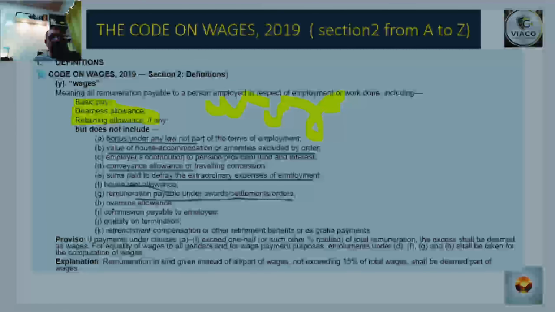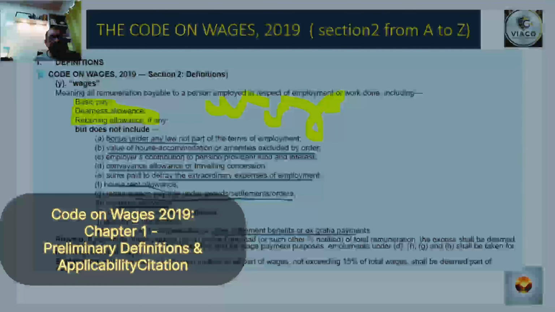Overtime allowances will also not be taken into the wages. Commission payable to the employee, gratuity or termination, and retrenchment compensations or other retirement benefit or ex gratia payment. Proviso, if payment under clause A to I, देख लीजिए A to I, exceed 1/2 or such other percent notified, 1/2, अगर ₹1 सैलरी है और अगर ये A to I 50 पैसा हो जाता है, तो of the total remuneration the excess shall be deemed to be as wages.